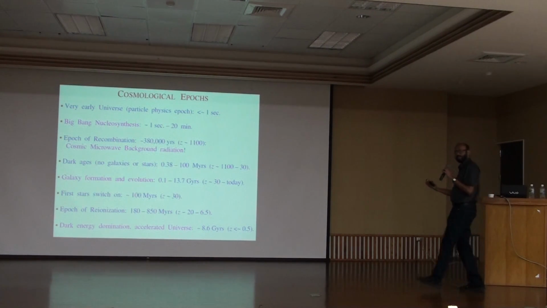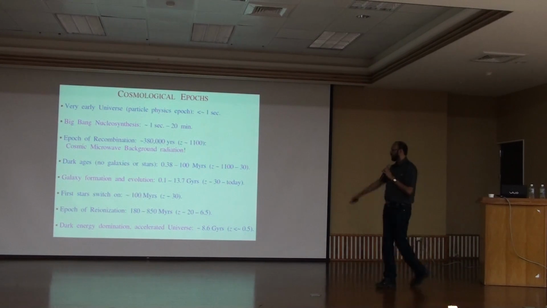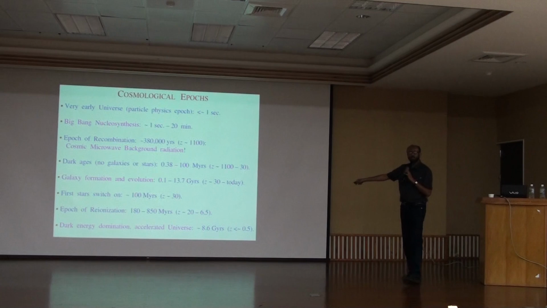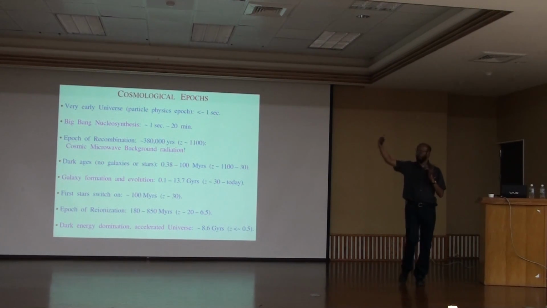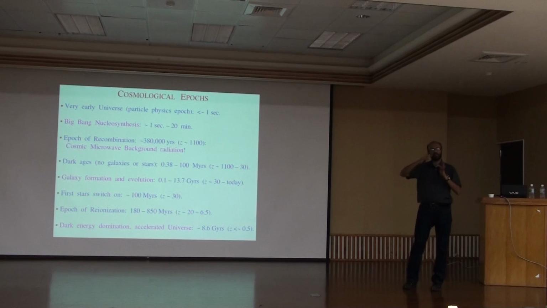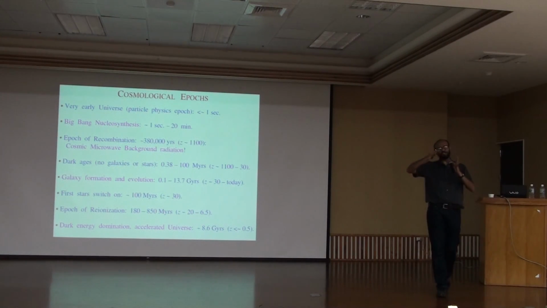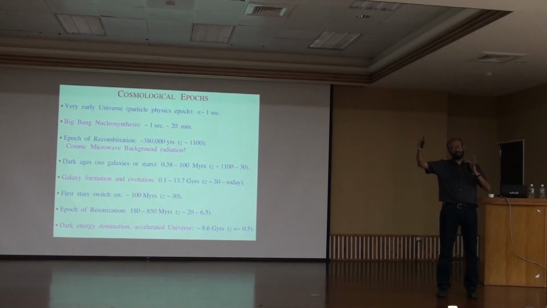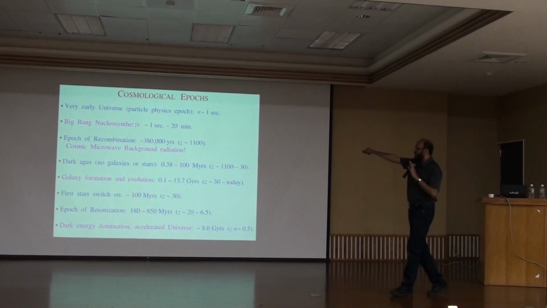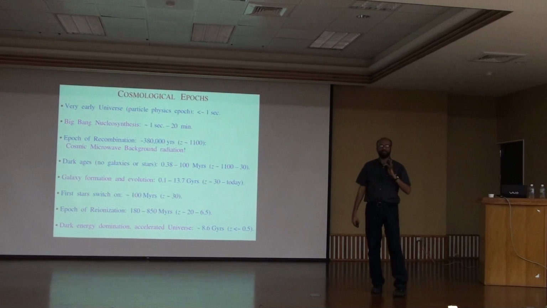And then finally, very late in the universe, the dark energy starts to dominate the universe, and the universe starts to accelerate outwards. So in all of this period, from here up to here, the universe is decelerating. The expansion is going slower and slower and slower. And that's because the energy density of the universe is dominated by matter or radiation. Radiation at very early times, matter at late times.